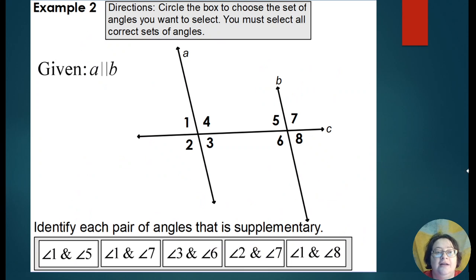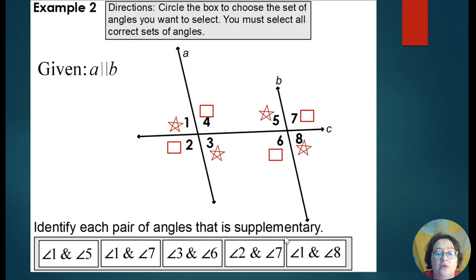All right, for example 2, we are going to circle the box to choose the sets of angles we want to select. We must select all correct sets of angles. We want to see each pair of angles that is supplementary. So the first thing I'm going to do is I'm going to star box. Star, box, star, box. Start again in the upper left. Star, box, star, box.